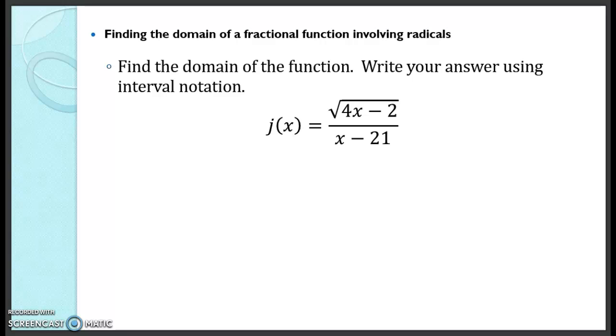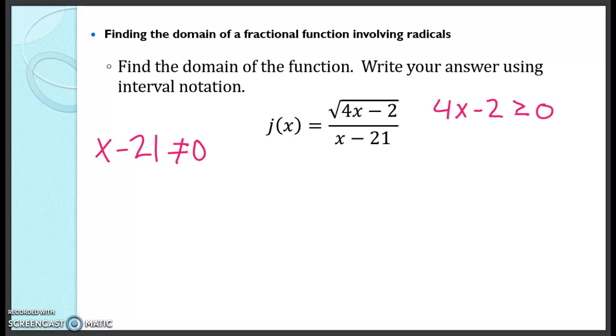For these, we have to consider both that it's a fraction and that it has a square root, or a radical, in it. So we know that with the radical, the inside has to be greater than or equal to 0, because we're not going to deal with imaginary numbers, right? We don't want any negative numbers in there. But we also know that because of the fraction, the denominator cannot equal 0. So let's take a look at each of these.